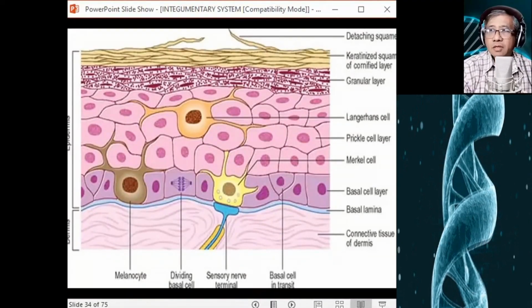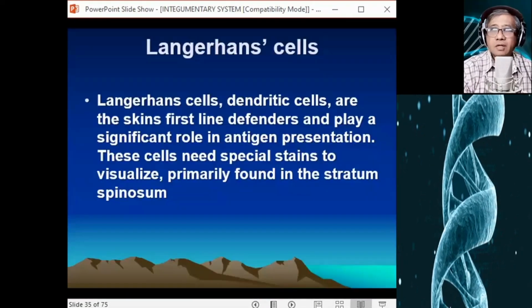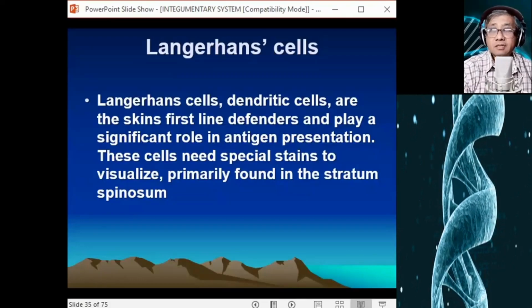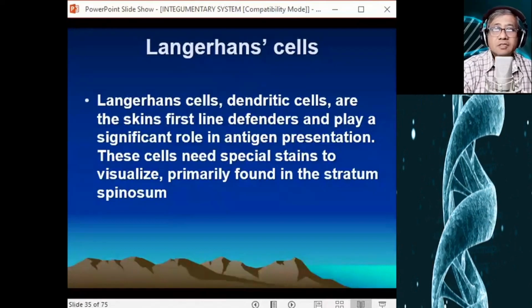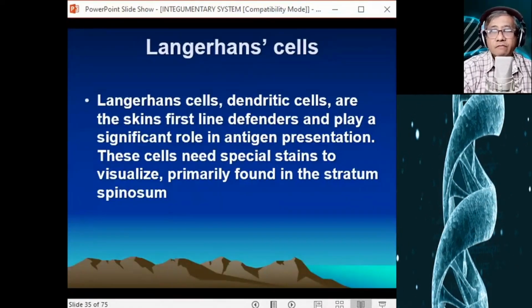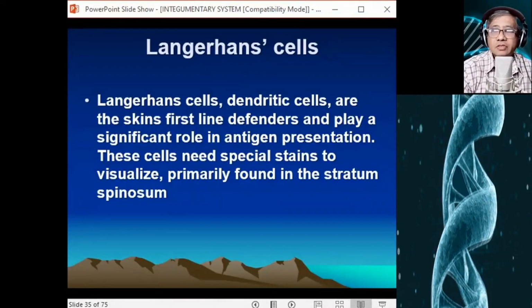Next, we have the Langerhans cells. So Langerhans cells or dendritic cells are our skin's first line of defense, the first line defenders.